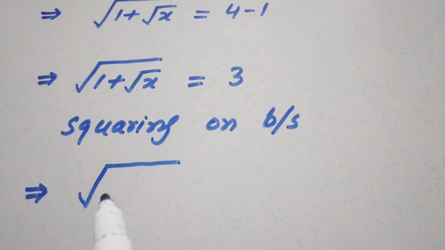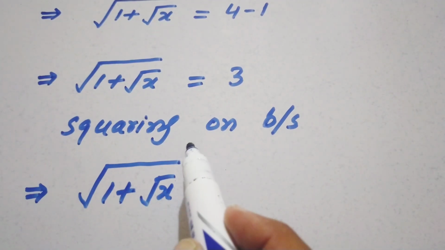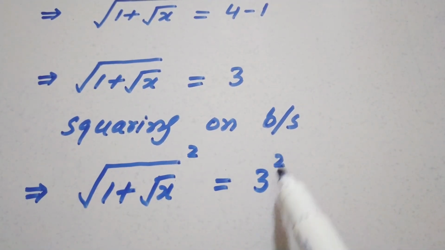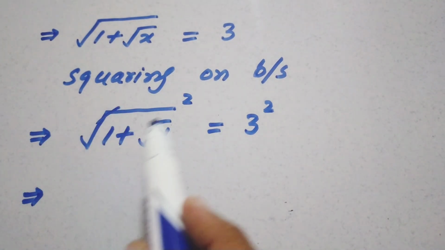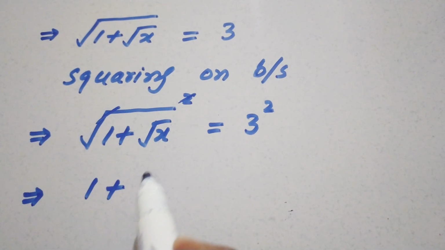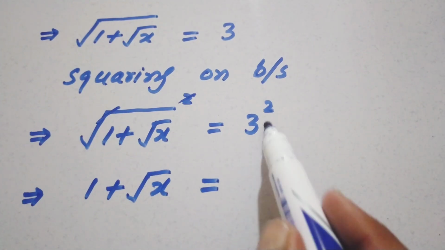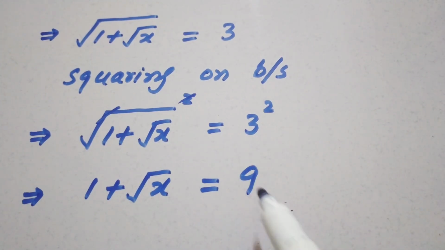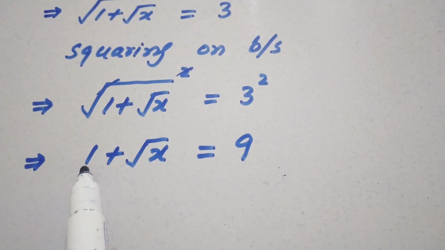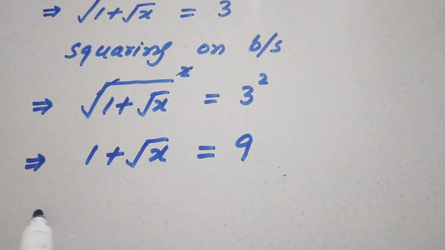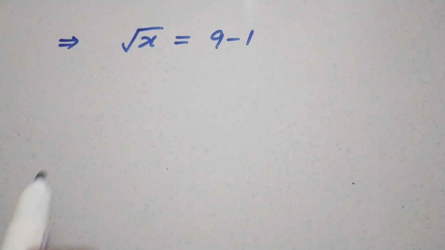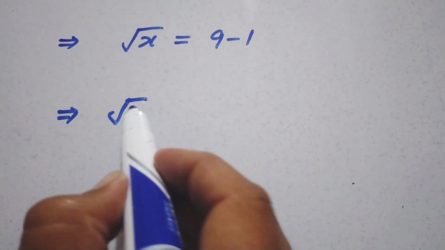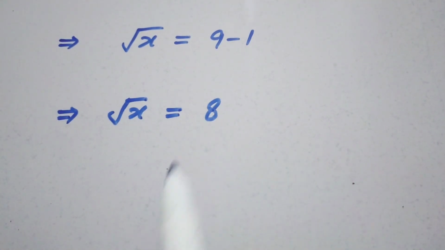Now again squaring on both sides. Square root of 1 plus square root x whole squared is equal to 3 squared, by taking squaring on both sides. This square root will cancel with this square, and here 1 plus square root x will be left. This is equal to, at the right hand side, 3 square, which gives us 9. Now moving this 1 from the left hand side to the right hand side, this equation will become square root of x is equal to 9 minus 1. Now square root of x is equal to 9 minus 1, which gives us 8.